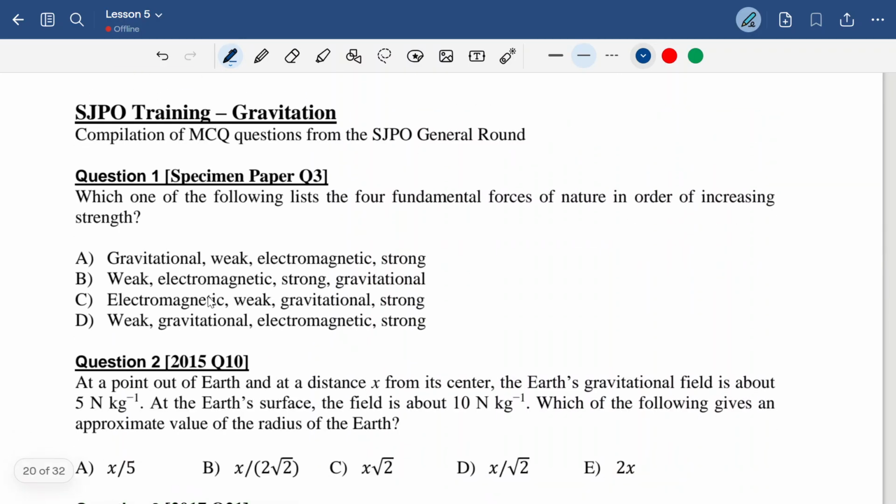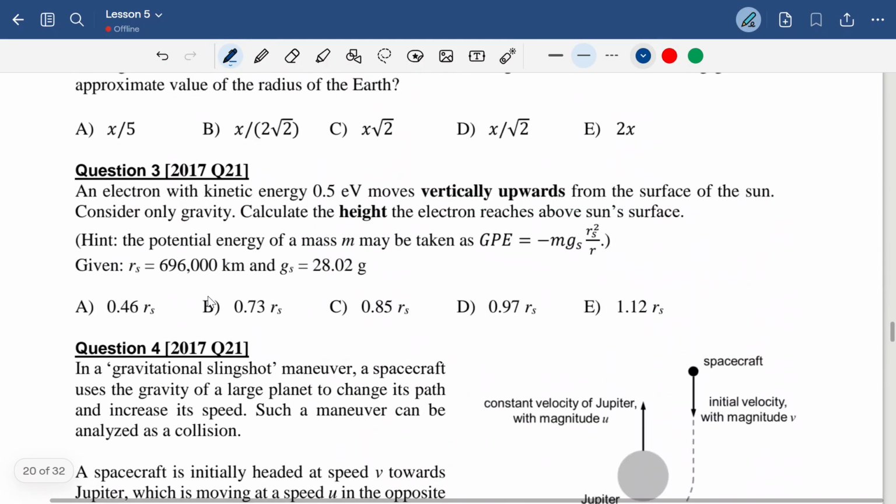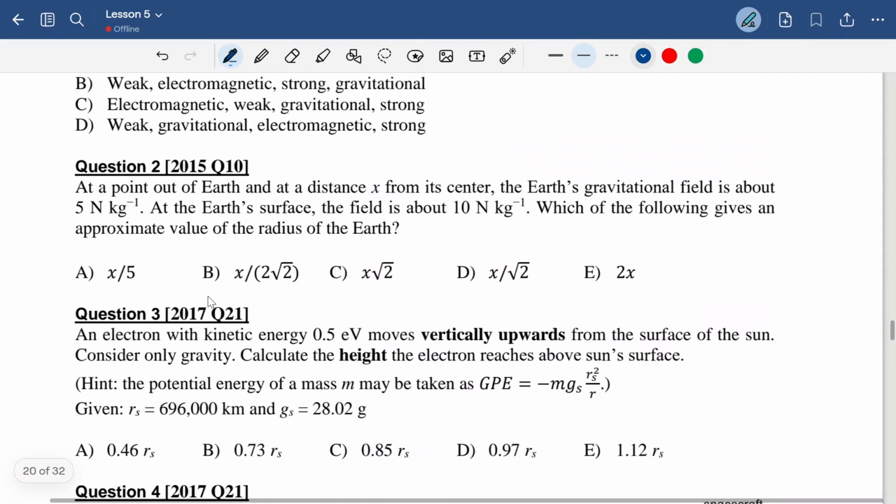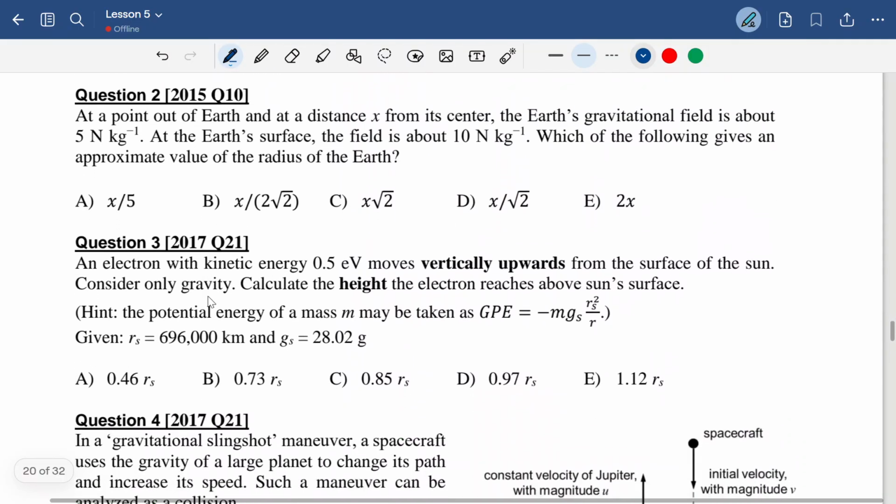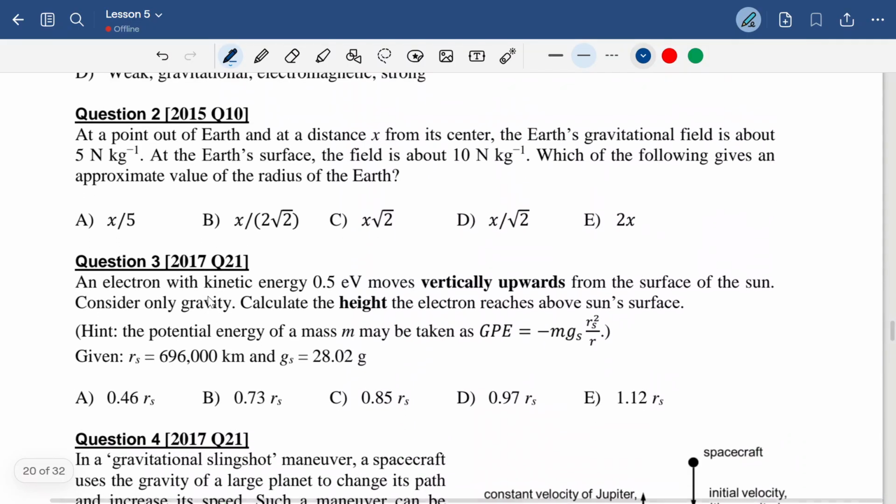Gravitation. There are only 4 questions. Of the 4 questions, you are only able to do question 2 and 3. Either 1 and 4 I will explain how to do. Okay, question 2 and 3.